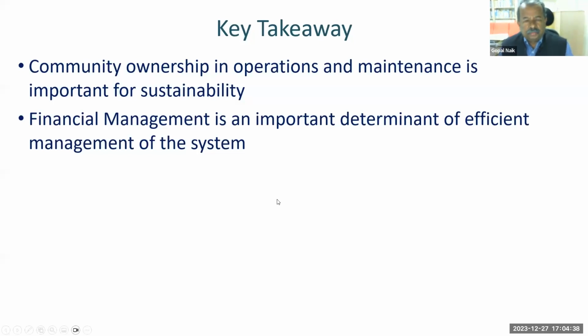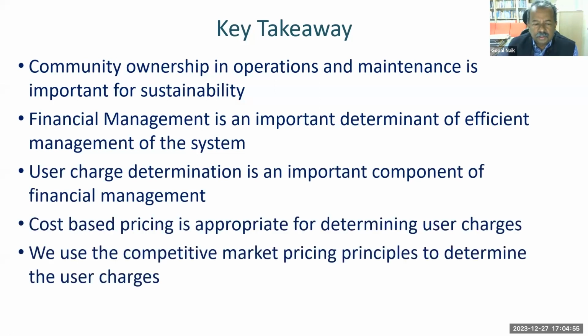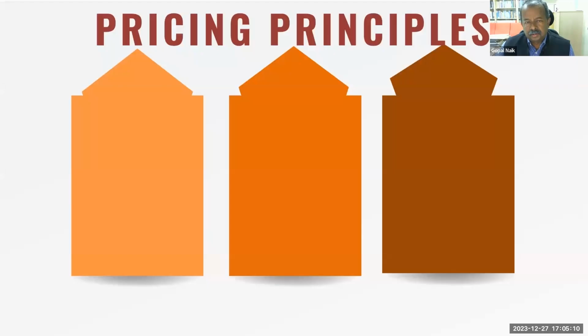Okay, so we also said that financial management is important in determining the efficient management of the drinking water system, and user charge determination is an important component of financial management. And we also said that cost-based pricing is appropriate for determining the user charges. And we also use the competitive market principles to determine the user charges. So we talked about the pricing principles.